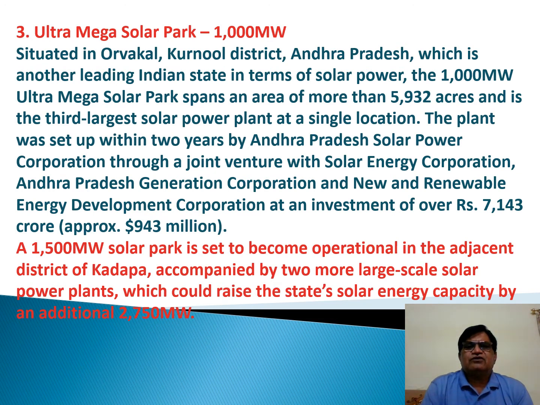After this, the ultra mega solar power plant is situated in Andhra Pradesh. It has a capacity of about 1000 megawatt. This power plant is fully operational, and it is spread in the area of 5,932 acres of land, and this plant was set up within 2 years by the Andhra Pradesh Solar Power Corporation through a joint venture with Solar Energy Corporation. So again a good achievement.